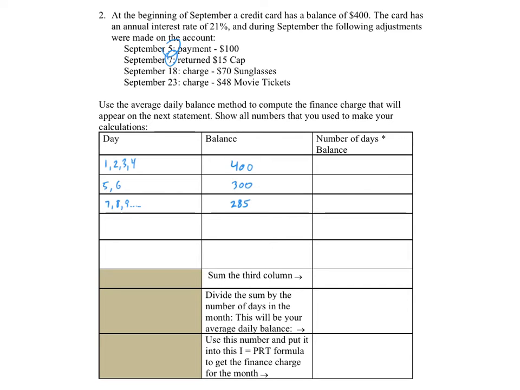Then to fill in the last column, we take our $400, in this case times 4 days, equals $1,600. Okay, so that's what you do for all of those boxes. And then in this column it says to sum, add all that together, divide by the number of days. So that was September. Hopefully you know how many days are in September, but just in case you don't, thank goodness for the internet or calendars. And then for I equals PRT, our time in this case is 30 over 365. That's 365. Okay? So then that's all you have to do for that problem. I equals PRT, and then you're done with number 2.